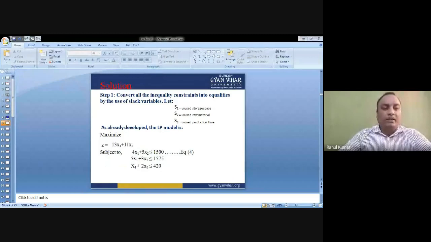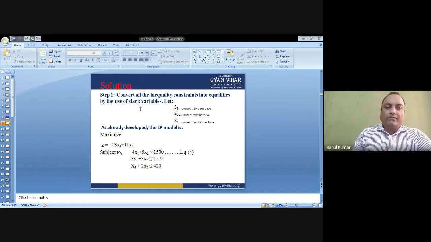Just follow step number 1. Convert all the inequality constraints into equalities by the use of slack variables.